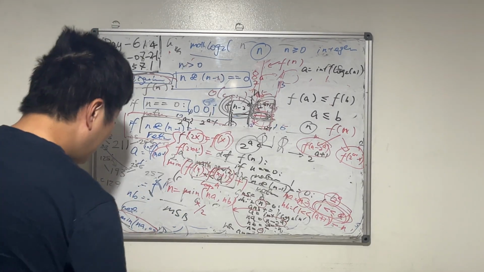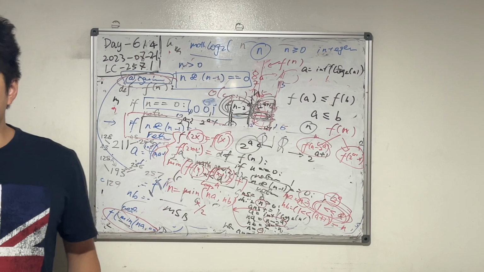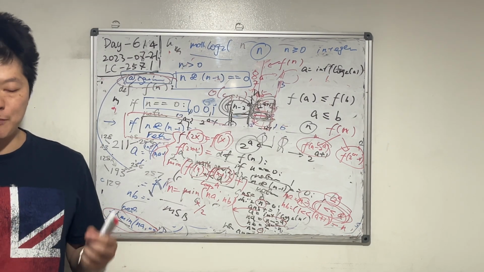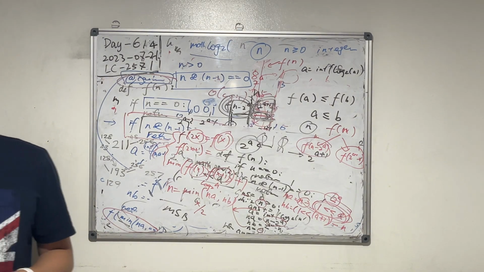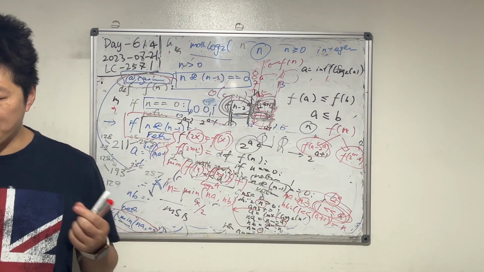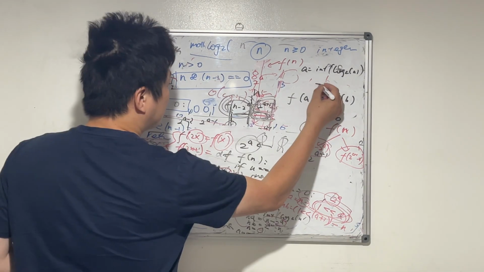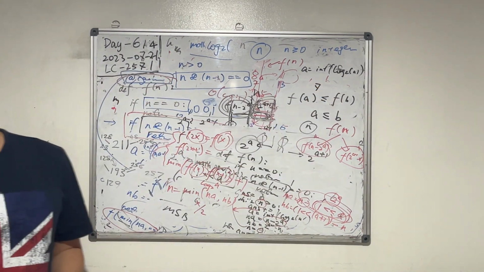Okay, so we're given a positive integer, and with one operation, you can add or subtract a power of 2. We want to minimize the number of steps to reduce the number to 0. Given an example like 7, we only need 2 steps.